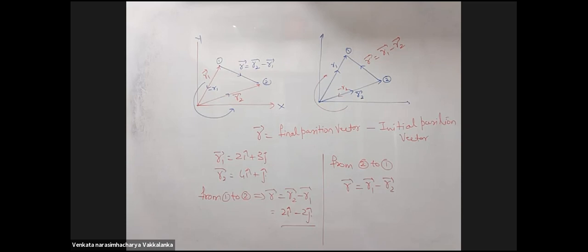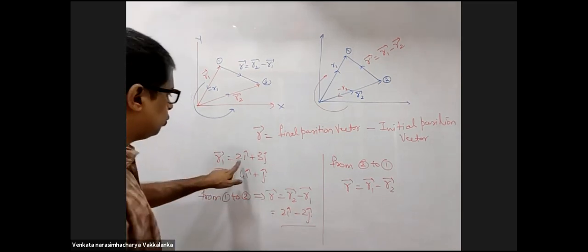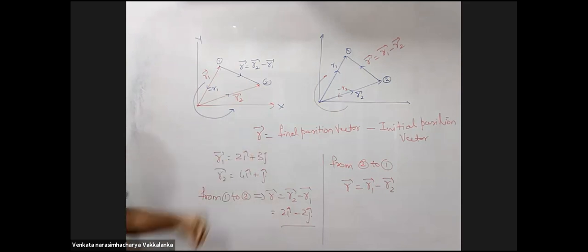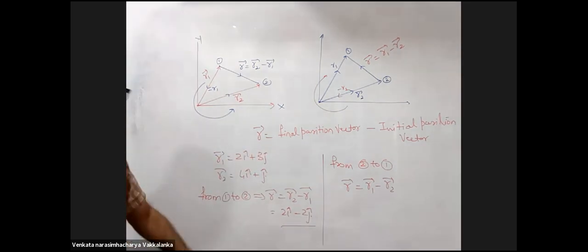Sir, if we want to find the magnitude of this 2i cap minus 2j cap, we have to apply Pythagoras theorem, right? For magnitude, it will be root over of ax square plus ay square. I'll come to that probably 1 minute from now. I need to rub the board.